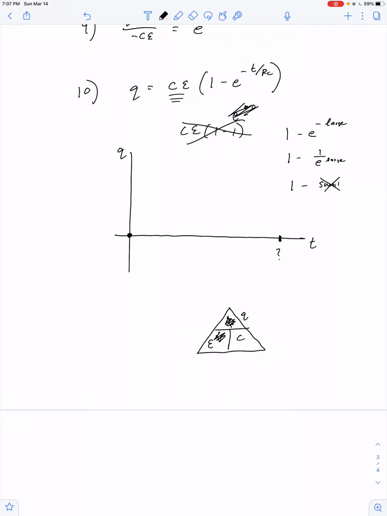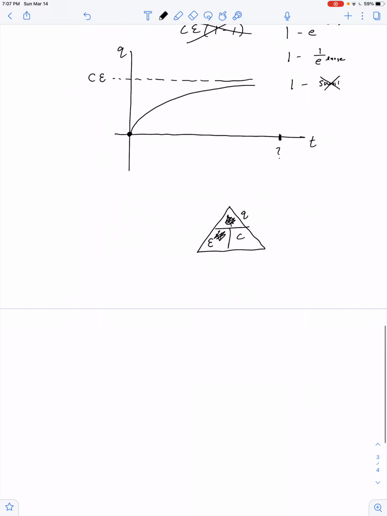So it looks like we have an asymptote, right? The maximum value of charge we can get is the product of capacitance and battery voltage, and it's going to take a long time to get there. So that's the graph of charge versus time. So we've got it. Charge is a function of time as described by the equation q equals c epsilon times (1 minus e to the negative t over rc).